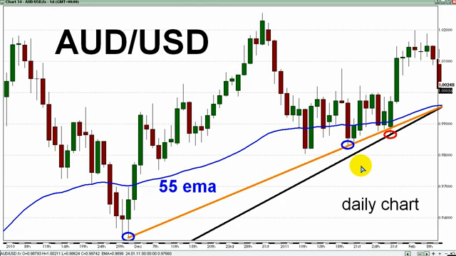The upper sloping blue line on this chart represents the daily 55 EMA. That's one source. The other two sources are trend lines. The orange trend line on this chart is based on the lows from December 1st and January 20th, both of which are circled in blue.